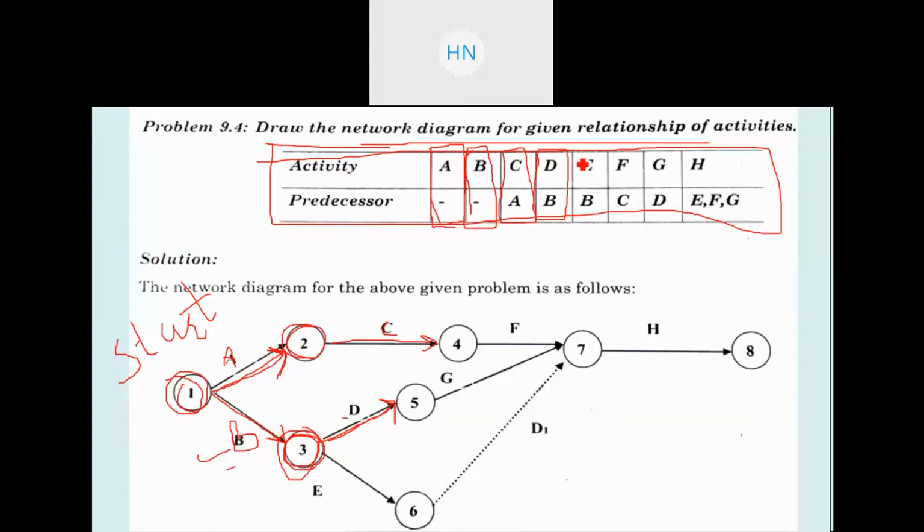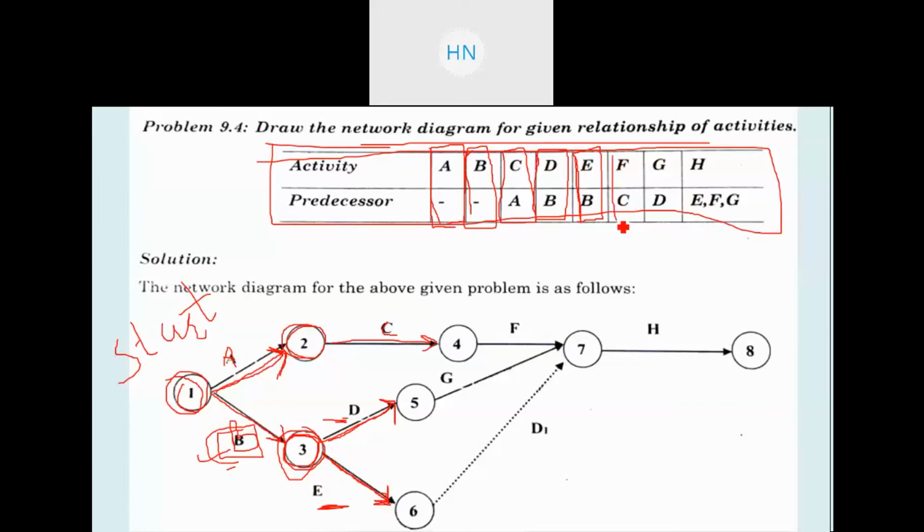After that, what is given is E can also happen after B completes. So E is having the predecessor as B. So here you need to add one more activity coming out from the same node, right? Because this D and E both are having the predecessor as activity B here, right? So we are adding one more arrow, that is activity E, right?